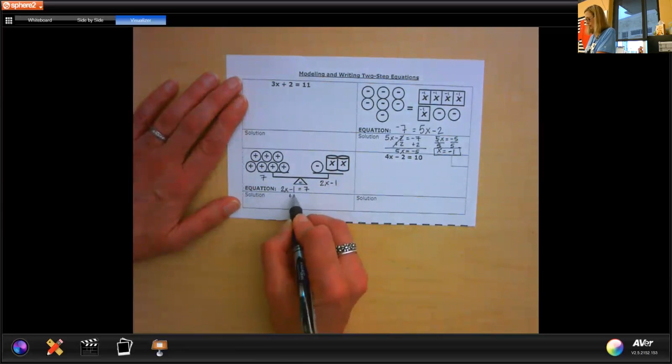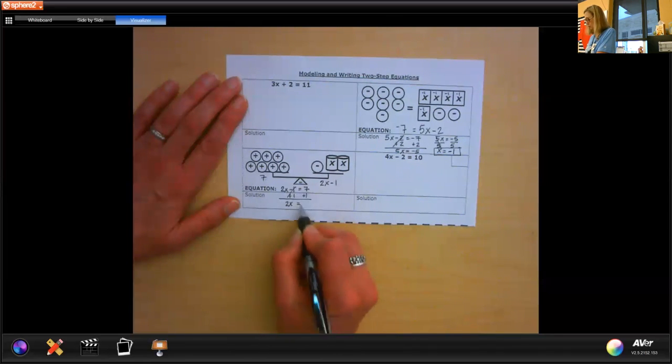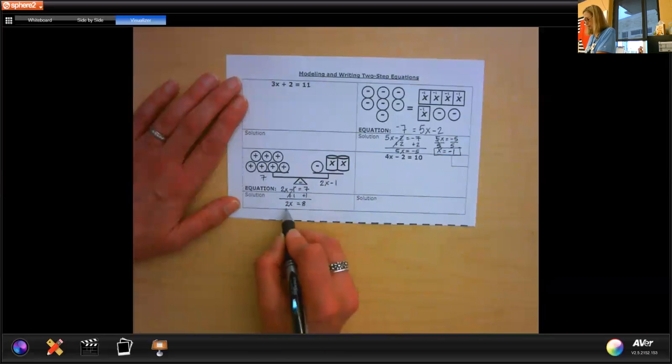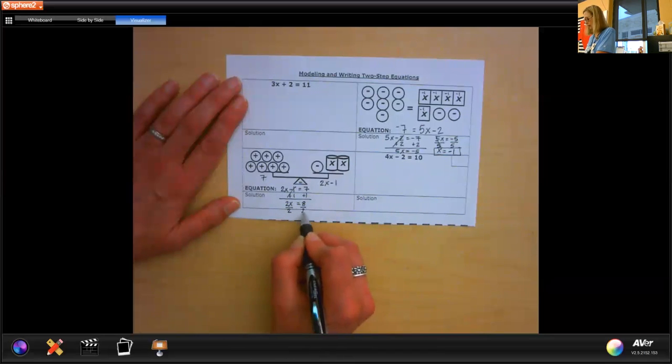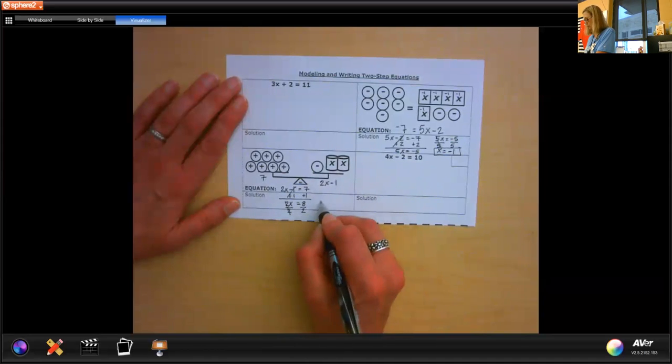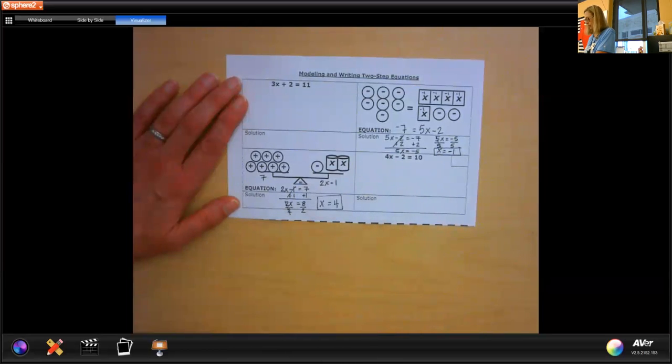I'm going to add 1 to each side. That gives me 2x equals 7 plus 1 is 8. I would divide by 2 on each side. This will cancel out. 8 divided by 2 is 4. So x equals 4.